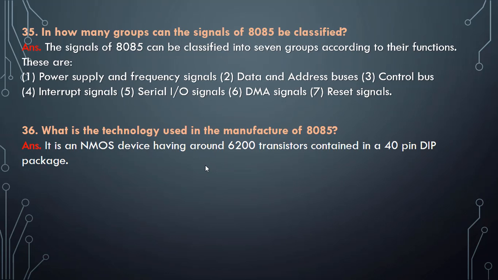The next question, what is the technology used in the manufacture of 8085? We know that 8085 used metal oxide semiconductor technology, and it is an N-type or negative type metal oxide semiconductor device, which consists of around 6200 transistors and it contains only 40 pins.